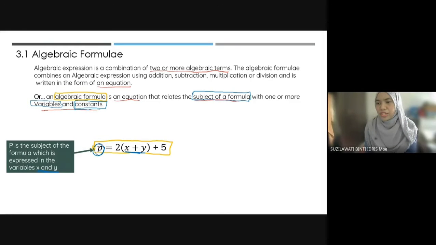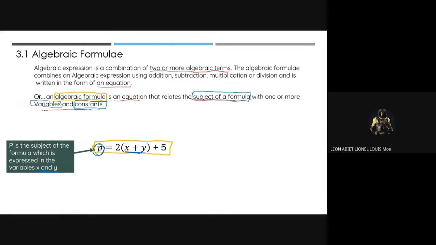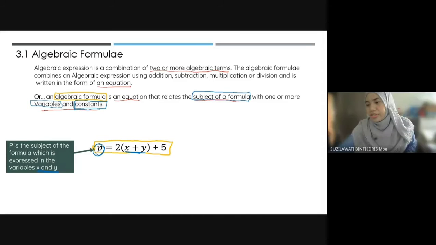Okay, do you get it? Do you get it? Yes, teacher, I get it. Okay, very good. So X and Y is the variable, okay?